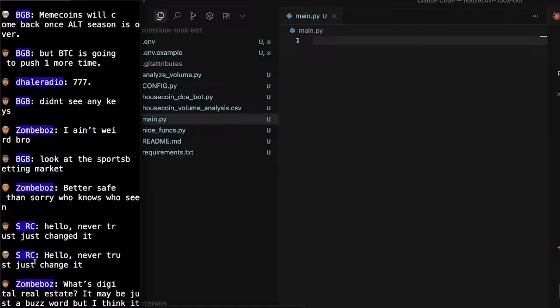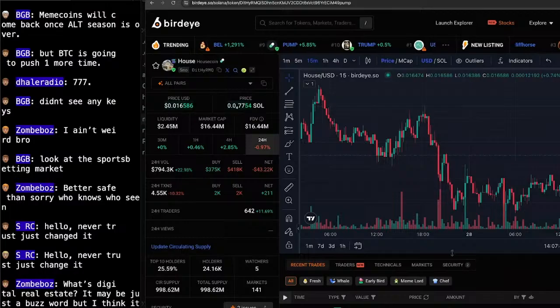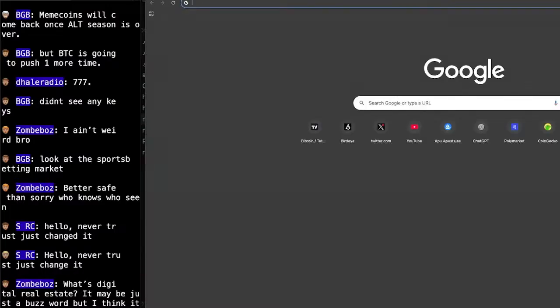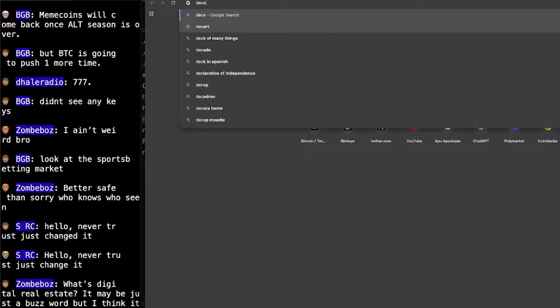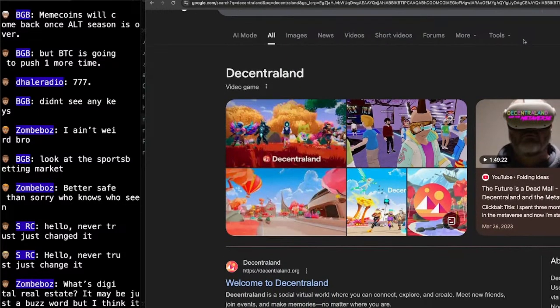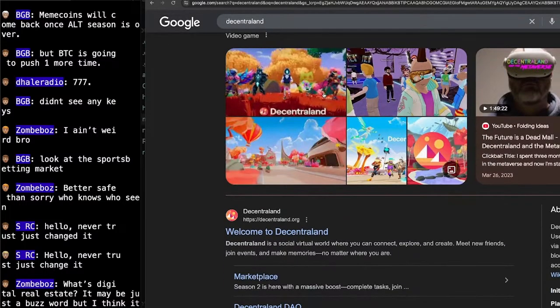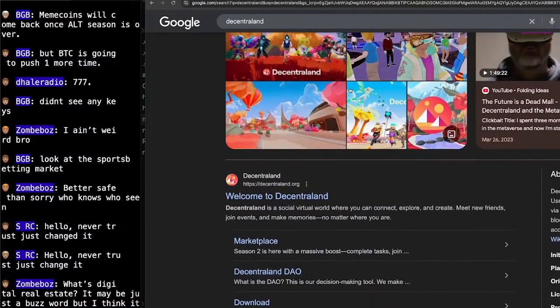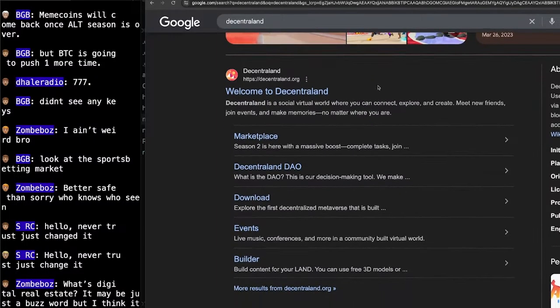Okay, so let's see. What's digital real estate? It may just be a buzzword, but I think it could pop off. Dude, I've been into this digital real estate thesis ever since Decentraland came out. I don't know if any of you guys remember Decentraland, but I've been so interested in the concept of digital real estate that I cannot fade Housecoin. I have to accumulate it. I was telling everybody about Decentraland before it popped off, whenever it launched, 2017, I think.